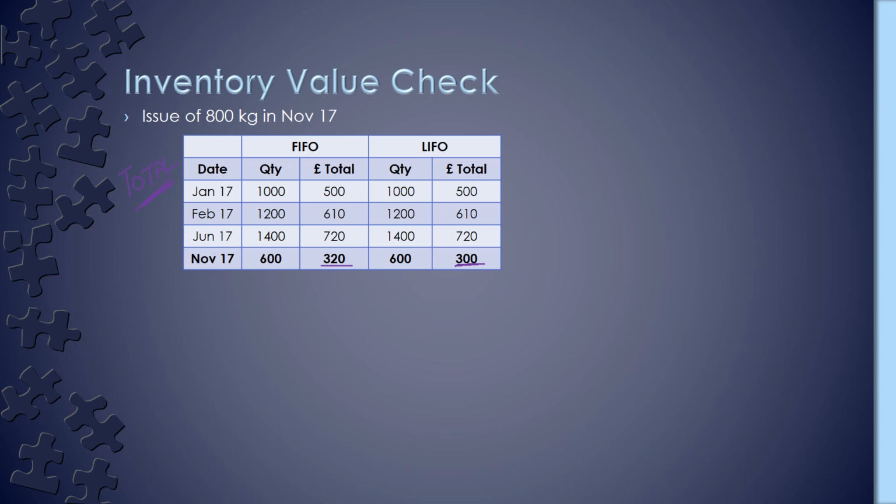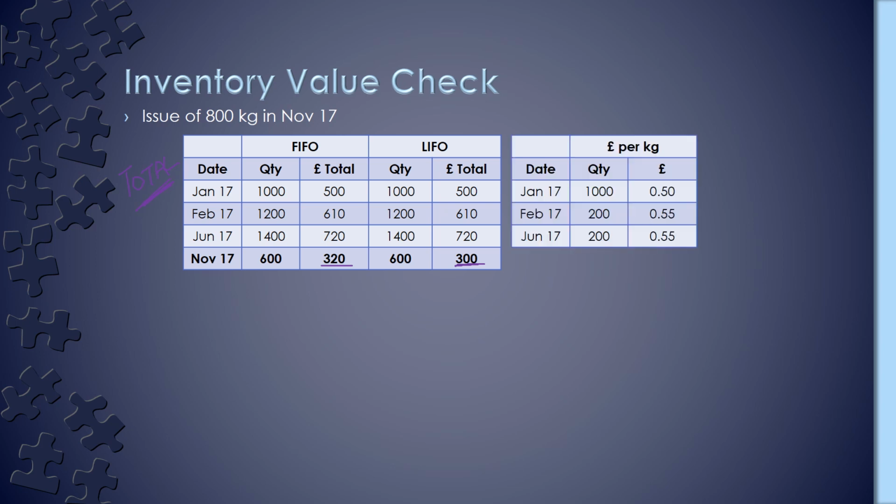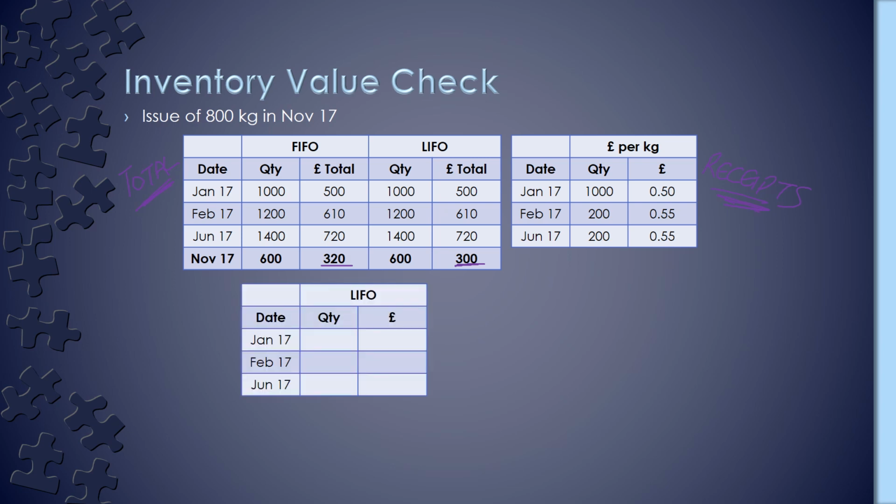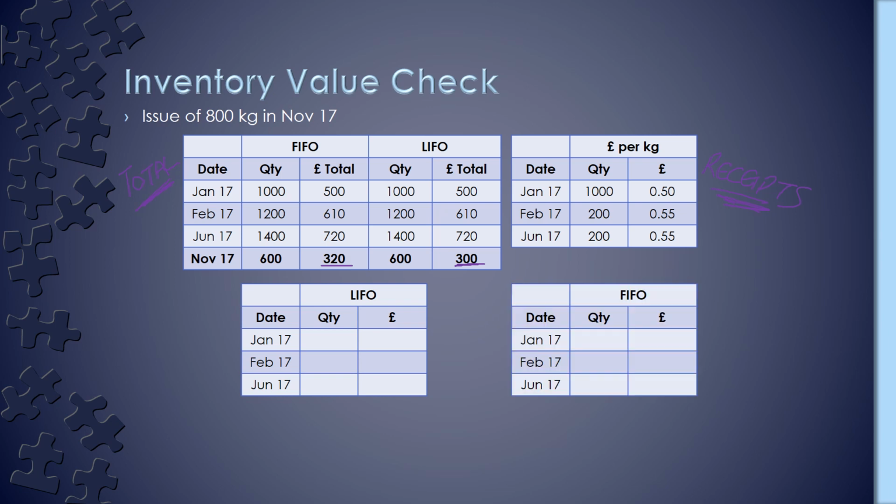So the way we're going to do this is we're going to prove that these figures are actually correct. So to do that, we'll bring up our receipts that we got. So these were our orders in. This is what we purchased. And then I'm going to bring up two tables. So what we're going to say is, at the end of our issue, how do we check our calculation was correct?